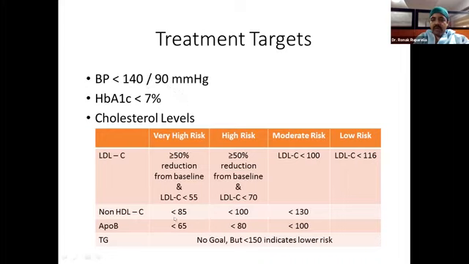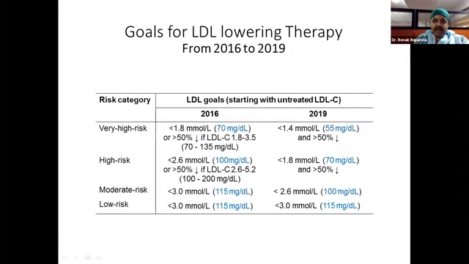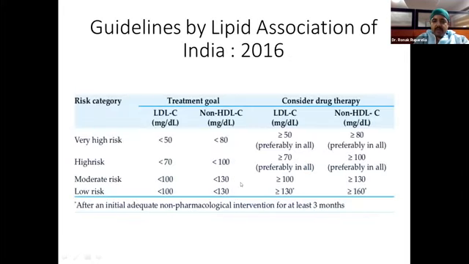Non-HDL cholesterol should be less than 85 in very high risk, less than 100 in high risk, and less than 130 in the moderate risk group. For triglycerides as such, no goal was given in these guidelines, but less than 150 should be indicated in all risk group patients. Now, if we compare this with our Indian data, these were the guidelines given by the Lipid Association of India in 2016.